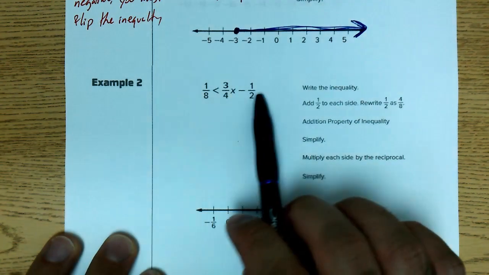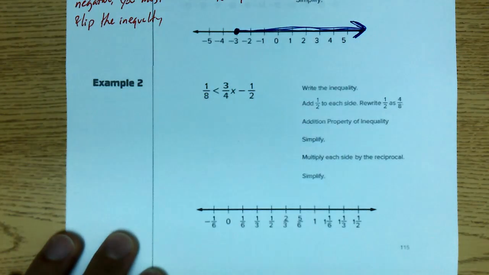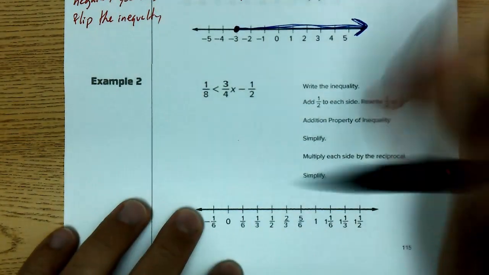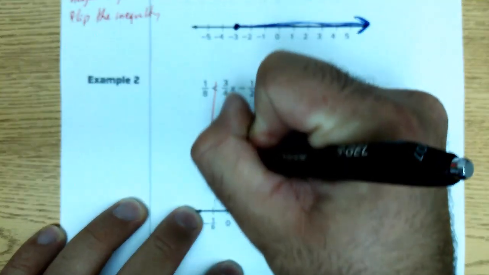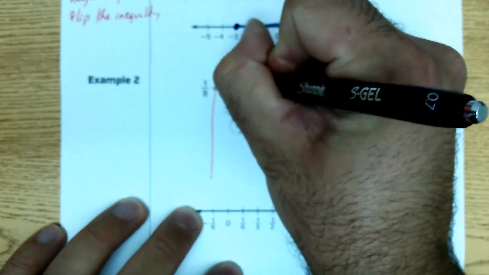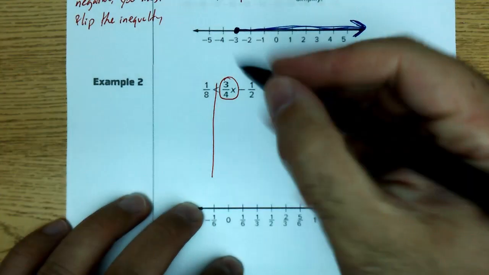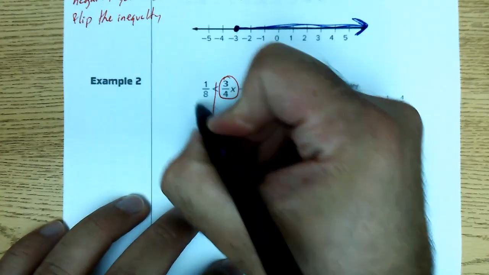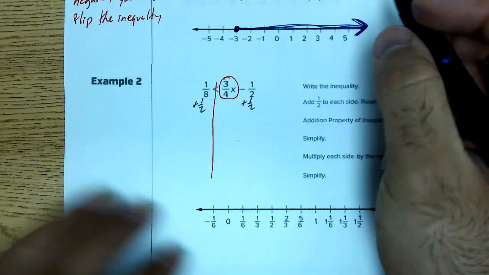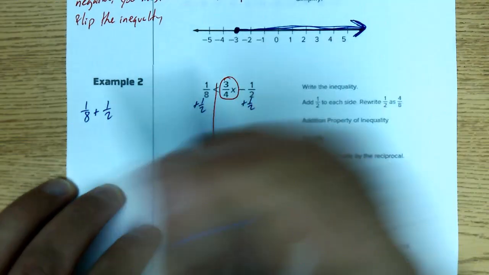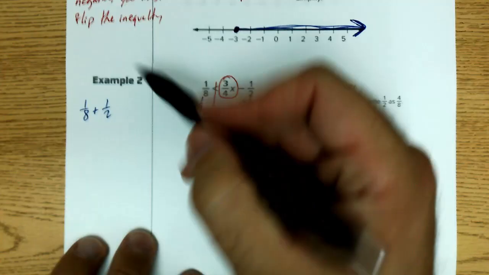We need same denominators. First things first, draw your line. Circle your variable and everything that's attached to it. We've got to get rid of everything else. So we're going to add 1/2 to each side. So over here we have 1/8 plus 1/2. We need a common denominator.